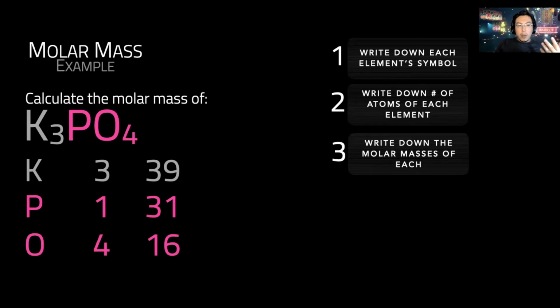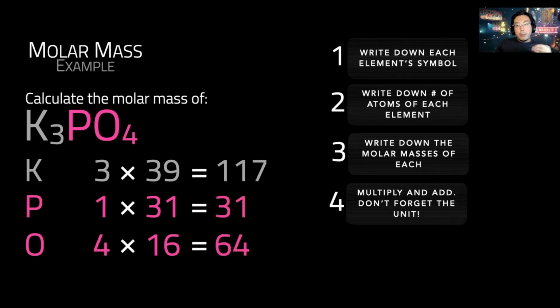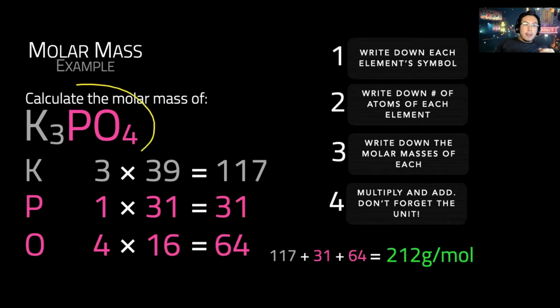What next? Well, we need to know the total. So we multiply the whole thing and we get the total per element. Now we just plain and simple add these numbers. So we get the total amount for the entire molecule. That means that this entire thing, potassium phosphate, will be equal to 212 grams per mole.